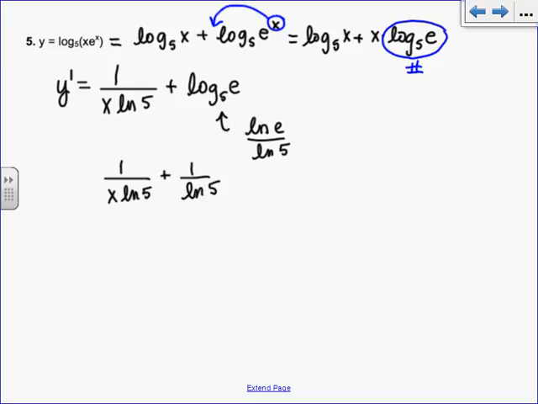So what do you think they would do in order to combine those? Common denominators, right? So they might have the answer as x plus 1 all over x natural log of 5. So see how many different ways they can rewrite things. It's very, very frustrating on the exam.